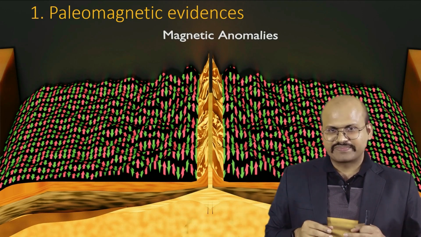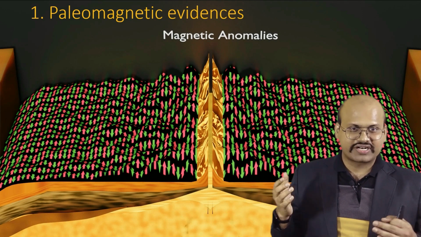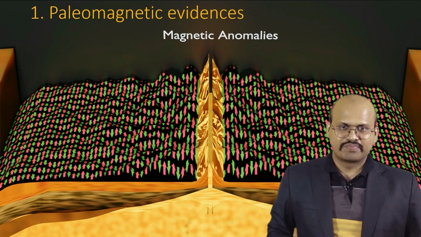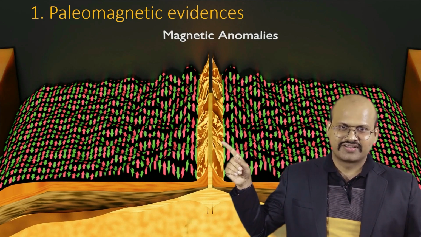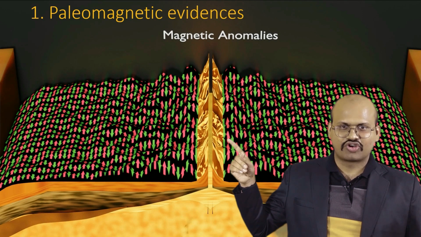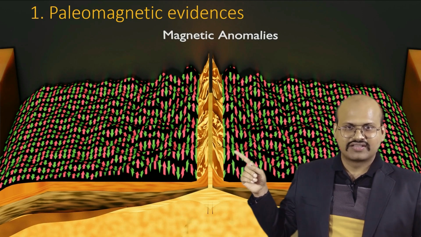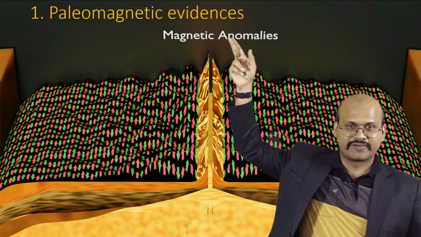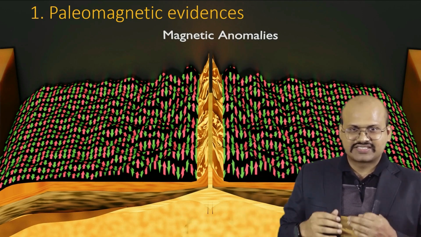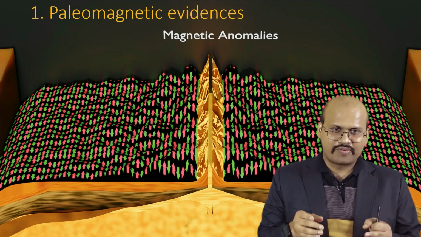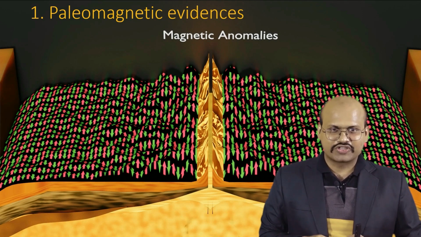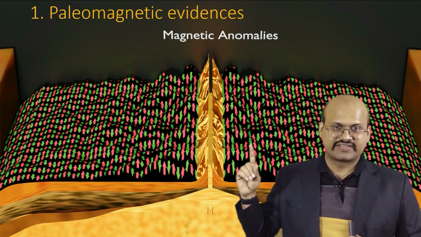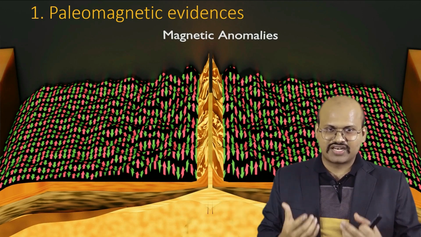So what this meant was that the seafloor was not created altogether, but it was created stripe by stripe, because the rocks which were formed here were formed when the magnetic North Pole was over here, while the rocks of this stripe were formed when the magnetic North Pole was over here. So basically, this suggested that the seafloor was not formed as one single structure, but it was formed stripe by stripe. And on both sides, the stripes were similarly formed.